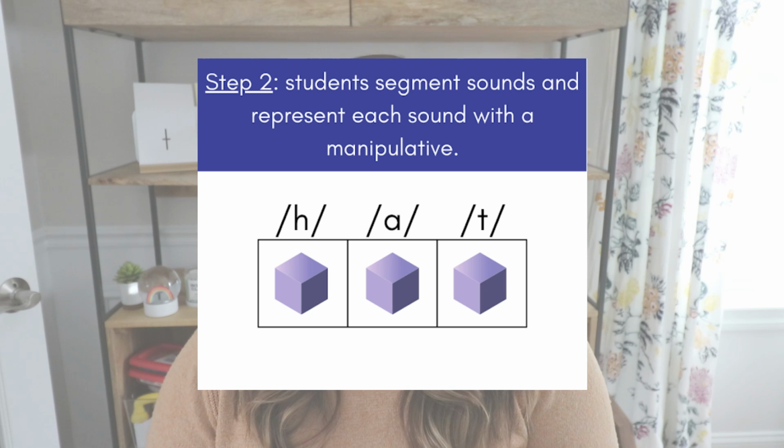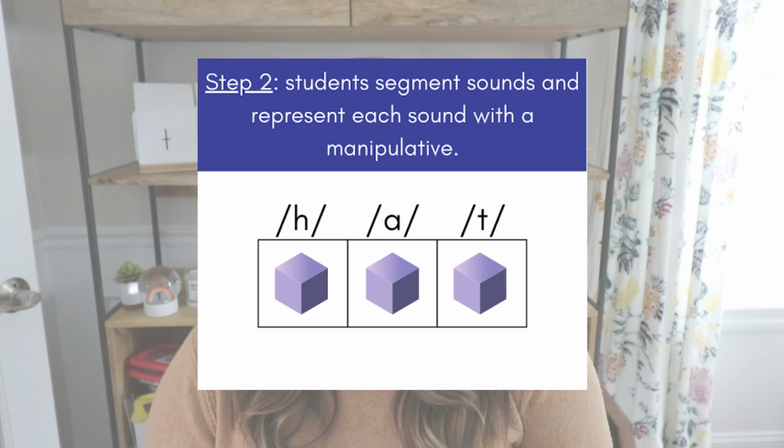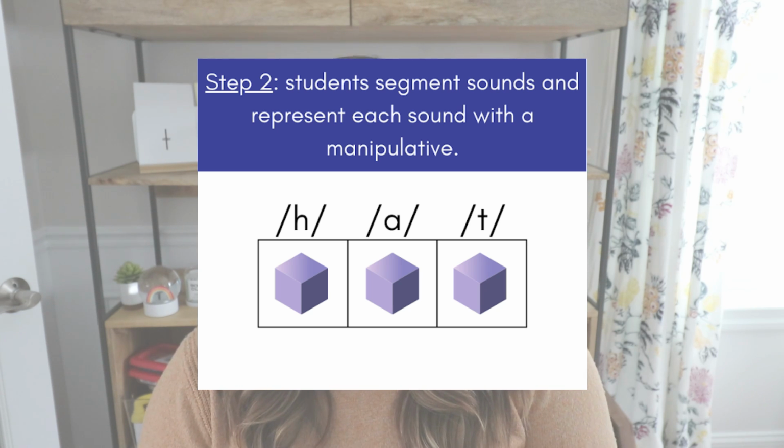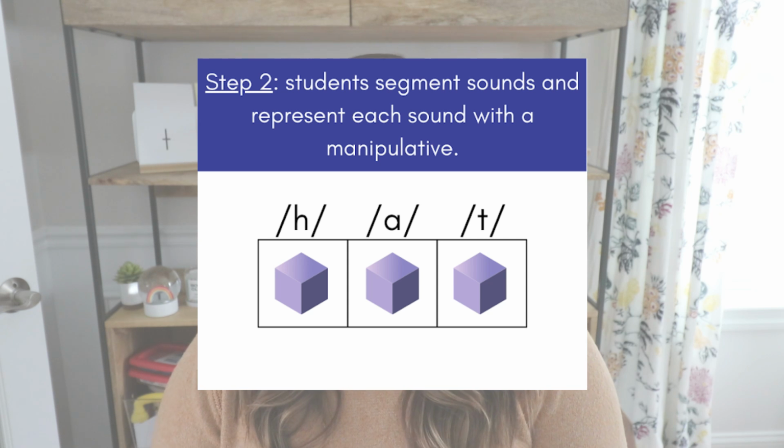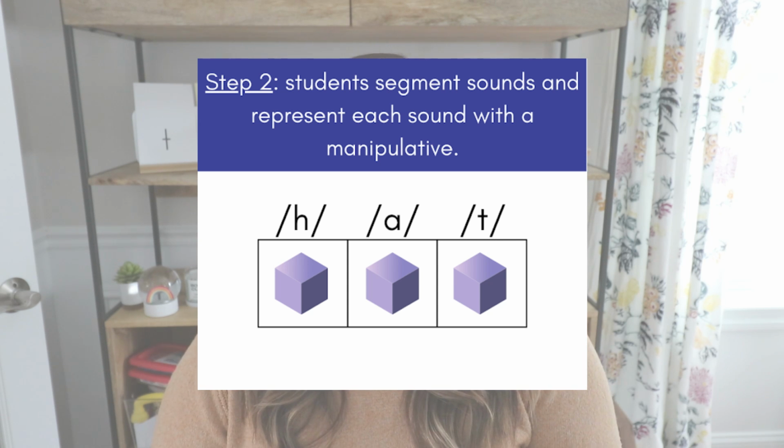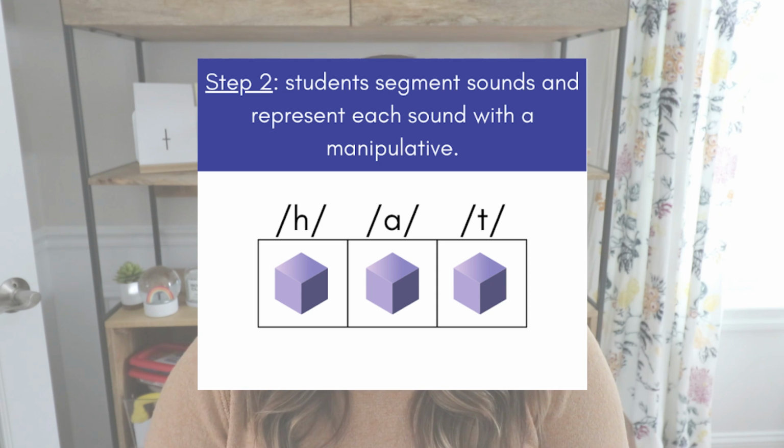Step number 2 is to have students segment that word into sounds and represent each sound with a manipulative. So hat, h, a, t. There are 3 sounds, and then this is where that multi-sensory part is going to come in.